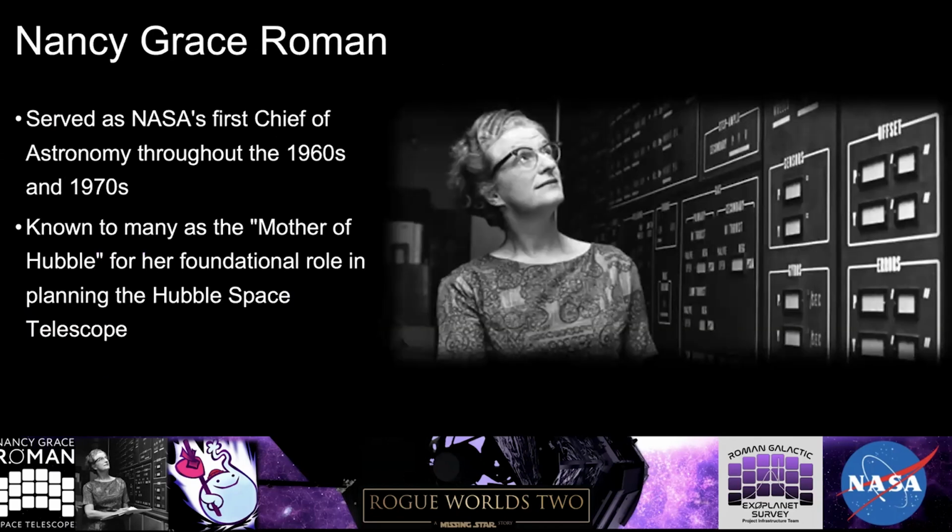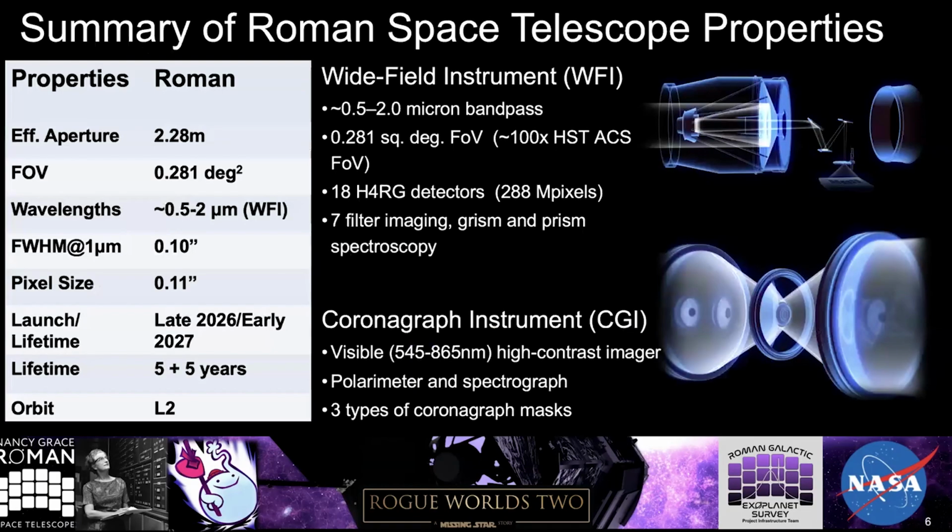Okay, so what is Roman? Roman is not the Roman Empire. It is Nancy Grace Roman. So Nancy Grace Roman is pictured here. She served as NASA's first chief of astronomy throughout the 1960s and 70s. She was instrumental in getting Hubble off the ground, and so for that reason, she's often called the mother of Hubble. So we were quite happy to have this mission named after her.